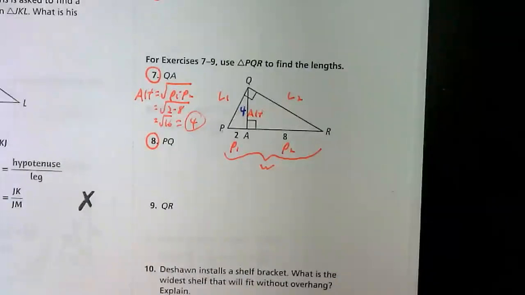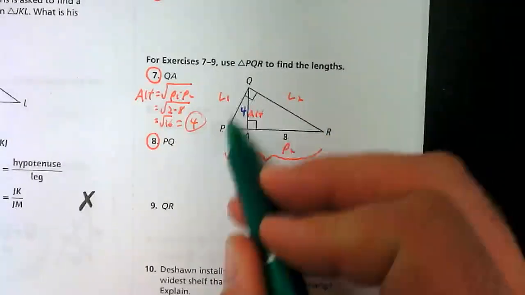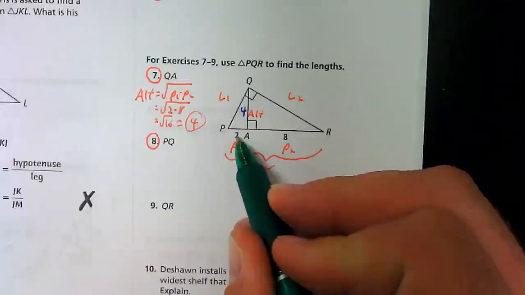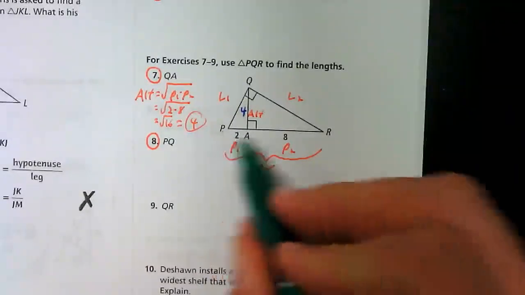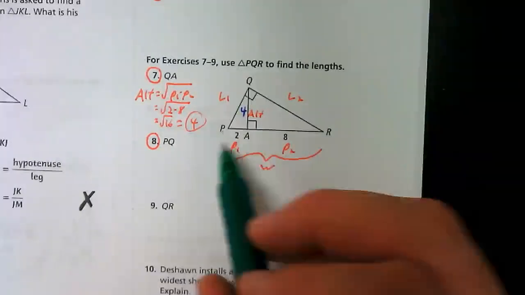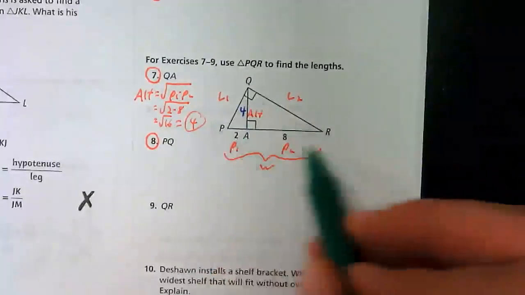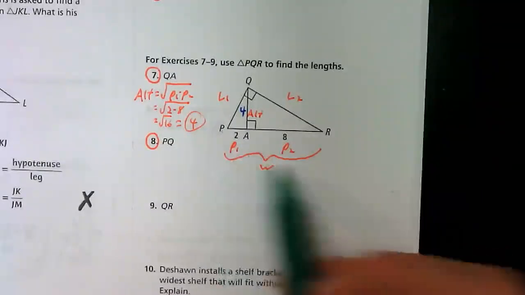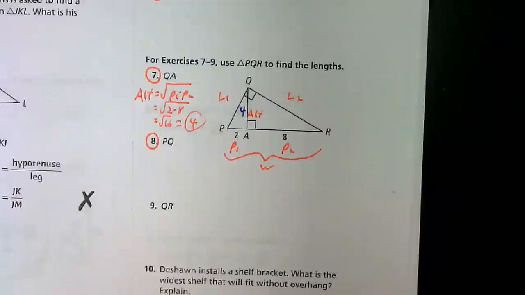For the second question, PQ, this is one of the legs. So now I'm using the formula for the leg. The leg is the geometric mean of the adjacent part to the leg and the whole. The adjacent part to this leg would be the one that's touching it, which is part 1. So the 2 is the adjacent part. The whole is the whole hypotenuse. Again, when we talk about parts and the whole, we're always talking about the hypotenuse of the really big triangle. So these are the 2 parts of the hypotenuse, and this is the whole hypotenuse.